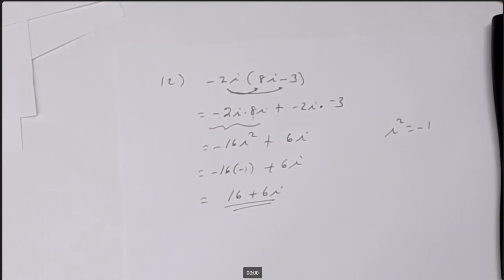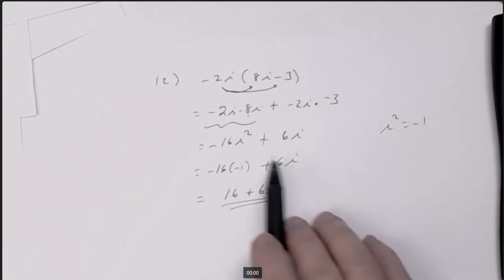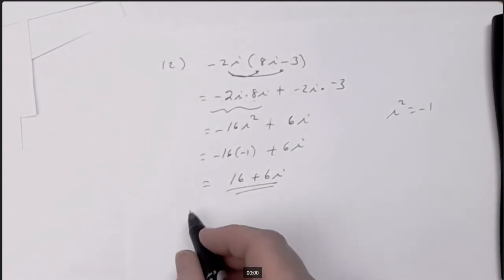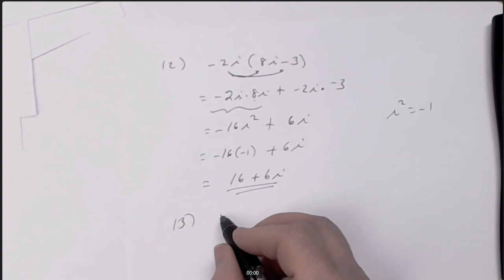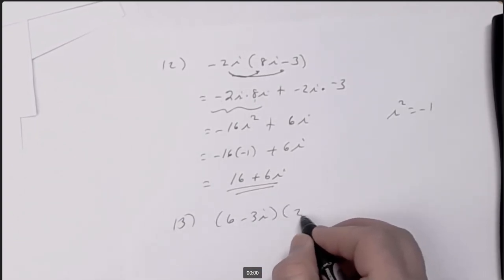All right, 13. Let's suppose you had 6 minus 3i times 2 plus 5i. What do you think you're going to use here? You want to multiply these two binomials. What do you think?